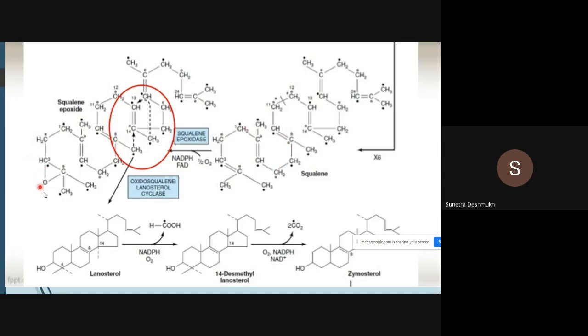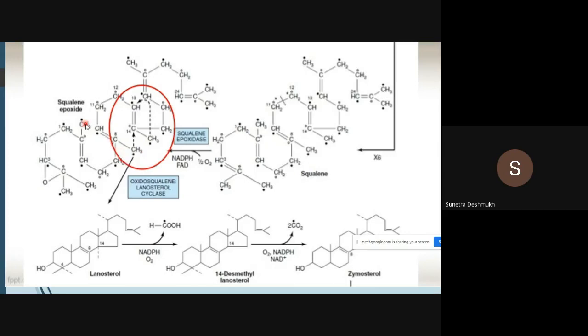We only have to show the epoxide formation at this carbon-carbon double bond. Only one double bond undergoes epoxide formation, at the C2 and C3 carbon atoms, and the remaining carbon-carbon double bonds remain as they are in the structure. So we got squalene epoxide here, and now what is the next stage?